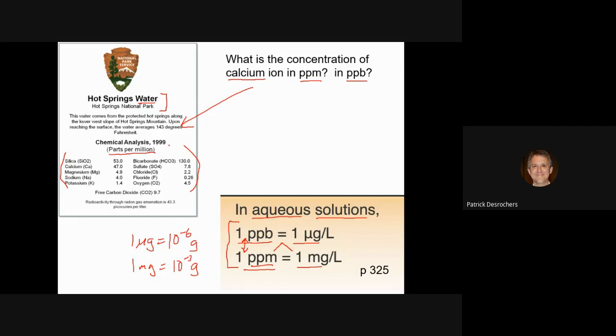I'll help you out to get started. I think the calcium concentration is 47.0 parts per million calcium. And the calcium that would be in hot springs water would be ions. And let's be complete, it'd be an aqueous solution. So write it like that. Okay. How about this one?